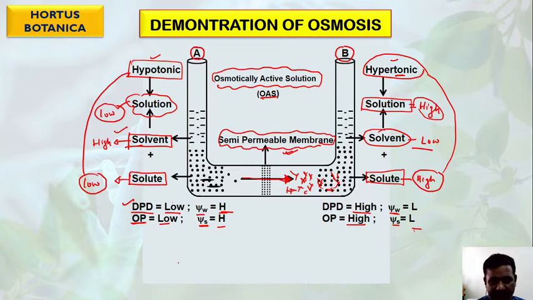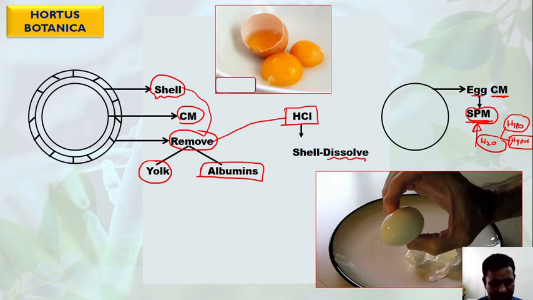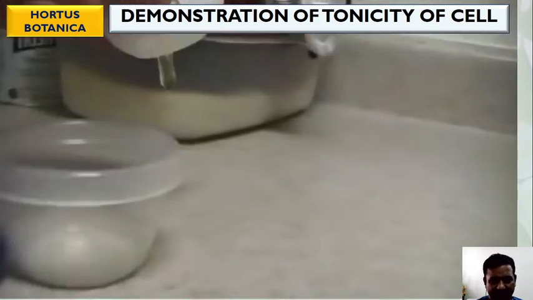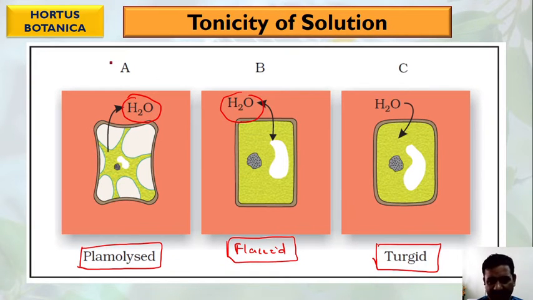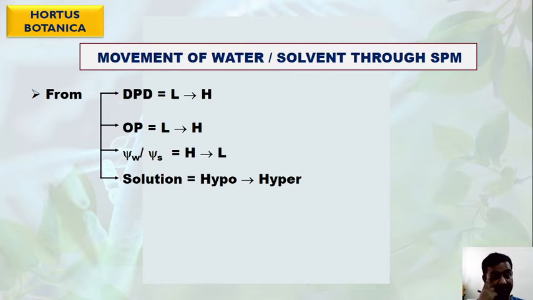Then I showed you different terminology. This is the external solution, three types of solution. Then how we can make an egg a semi-permeable membrane and demonstrate hypotonic and hypertonic solutions. Then we discussed three types of cell: plasmolyzed cell, flaccid cell, turgid cell, and this demonstration also. Now let's see what happens in osmosis.